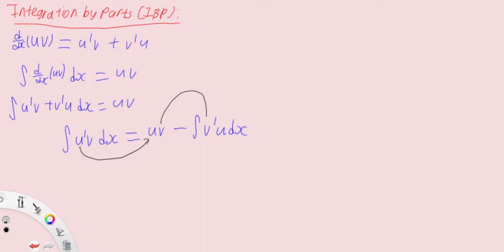So this is what I mean by integrate one, and then you differentiate the other. And of course, you must have two. After you integrate one, the next step is to integrate the derivative of the other, so integrate v'u. So this is the idea of integration by parts.